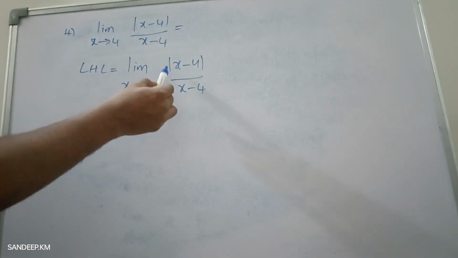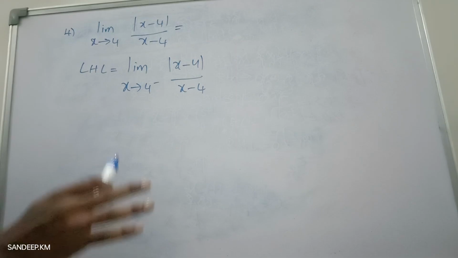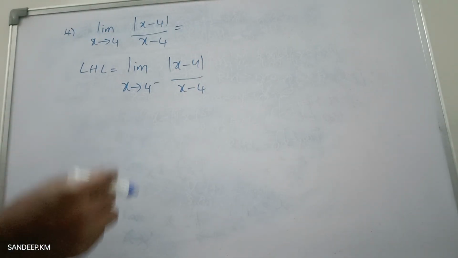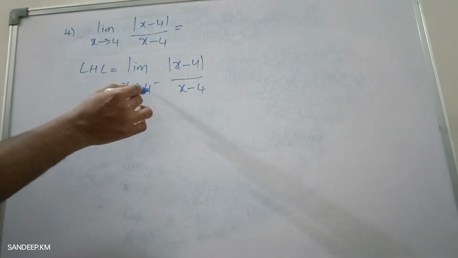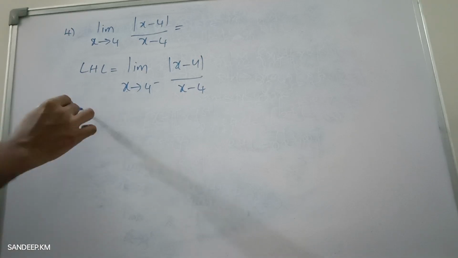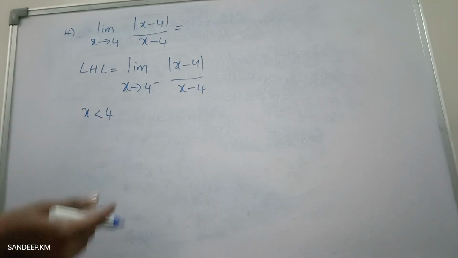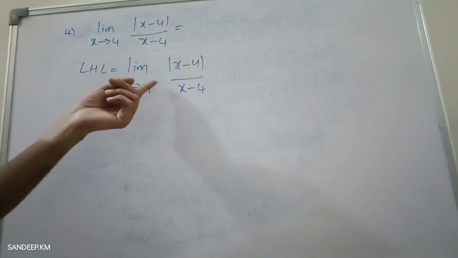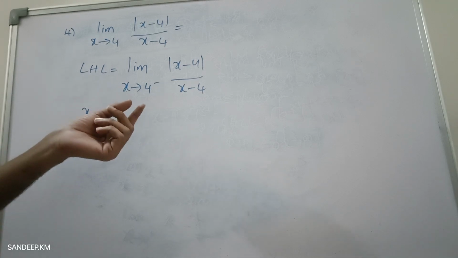Please observe, how to solve a modulus function is very important. You have to understand its properties. First of all, x is approaching 4 minus means x is less than 4 only. The value of x approaching 4 minus means x is 3.99 something.